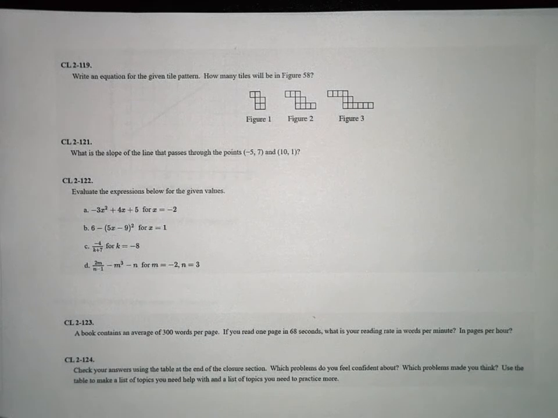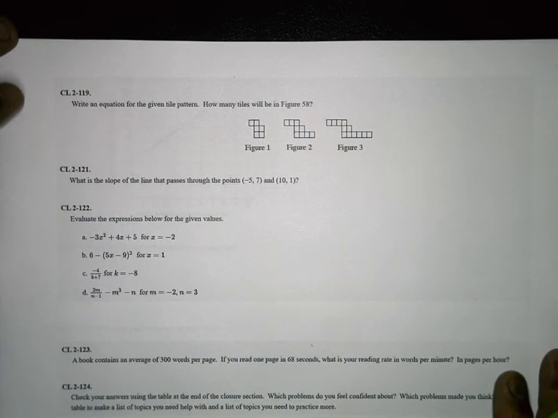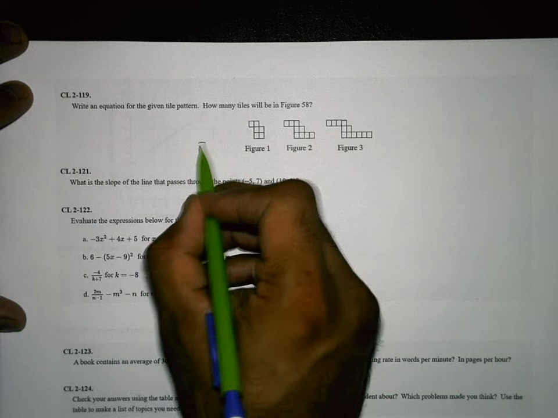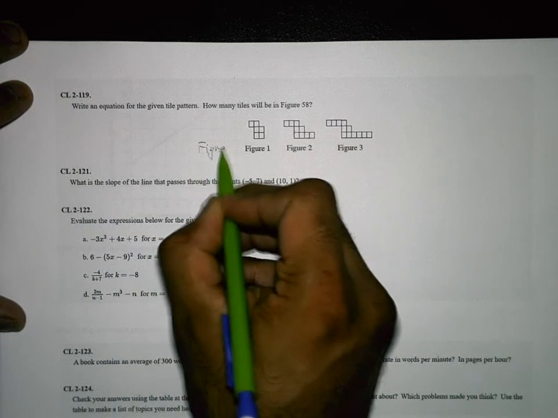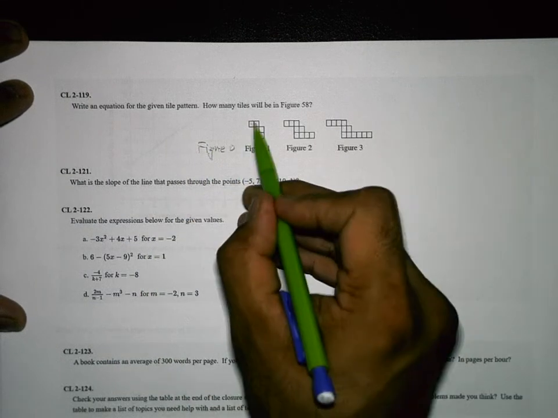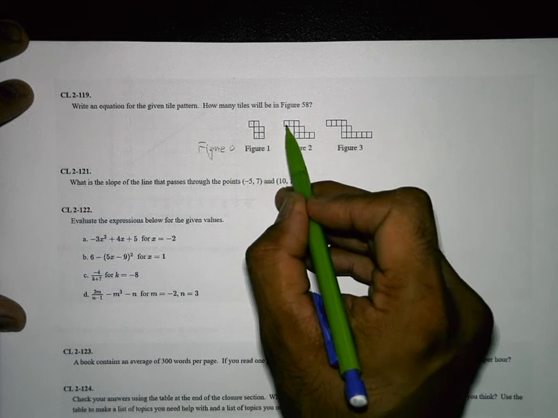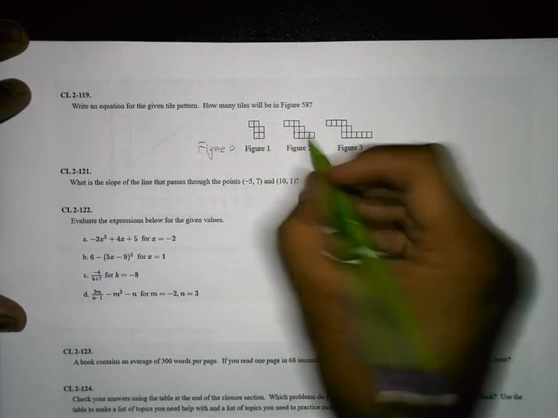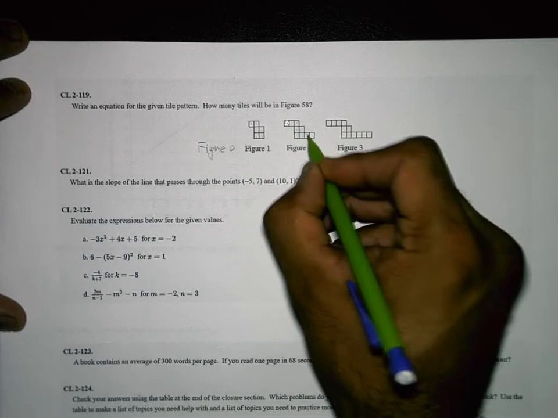Write an equation for the given tile pattern. How many will be in the 58th pattern or figure? So looking at this, I got to figure out what's going on. So the key here is I need to get back to figure 0. Okay, so I've got 1, 2, 3, 4, 5, 6. 1, 2, 3, 4, 5, 6, 7, 8, 9. So I got 3 more. So it looks like they added this one and these 2.